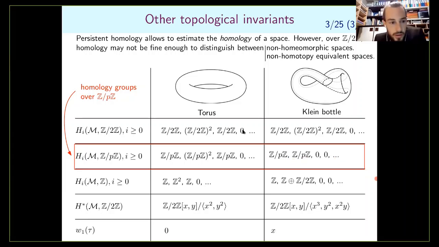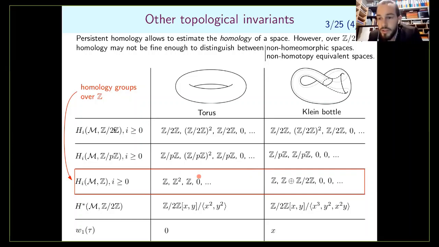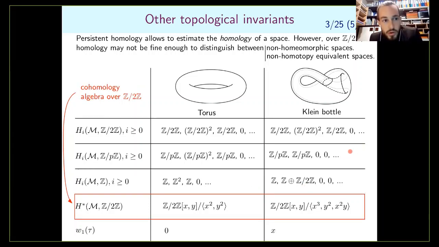You could use a more powerful invariant, the homology group over Z. So this is a bit of a nightmare, as you may know, from a persistent point of view. Something which is also interesting is the cohomology algebra. So these are the cohomology groups with an algebra structure added.